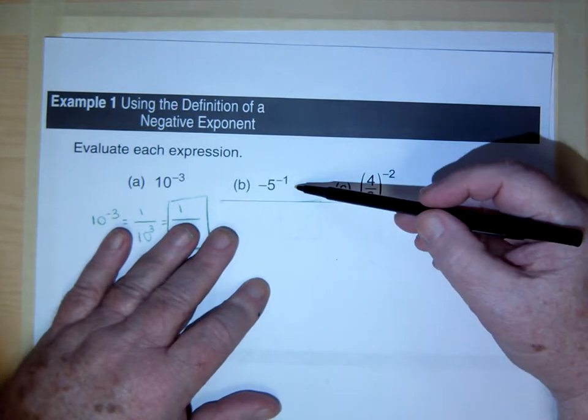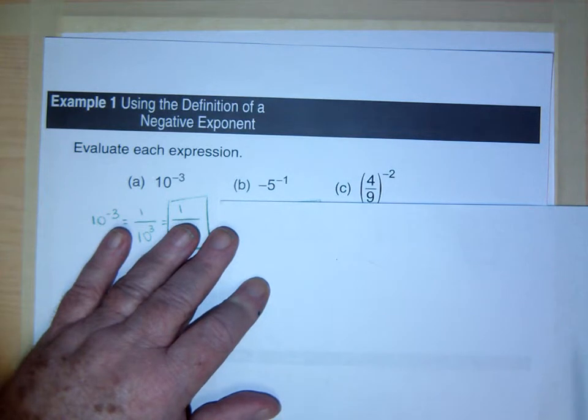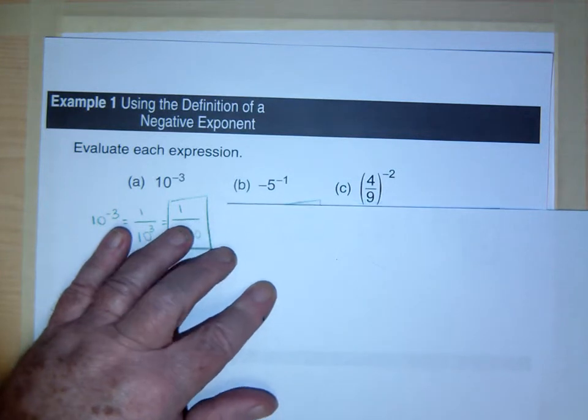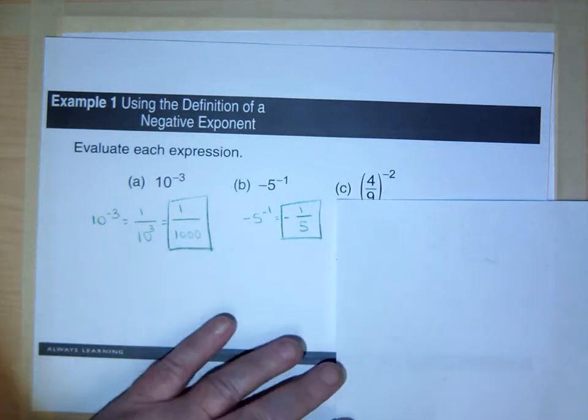Now here the exponent is minus 1 and the base is 5. So the 5 is the thing that's put in the denominator. The minus sign is in front. So minus 5 to the minus 1 is minus 1/5.